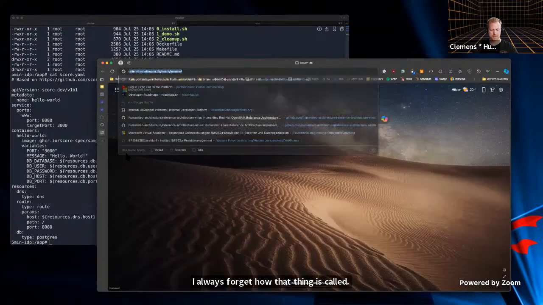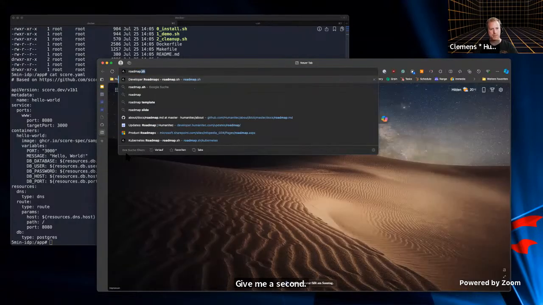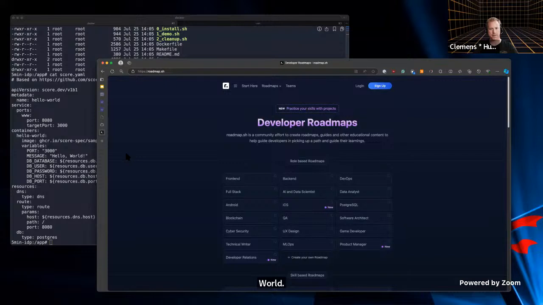I always forget how that thing is called. Give me a second. Roadmap.sh. Yes. Haha, I remembered correctly. So let me put that into the Slack as well.